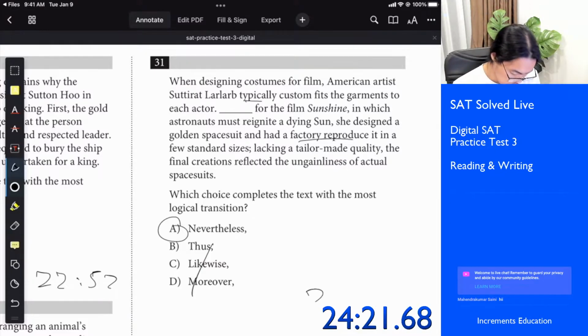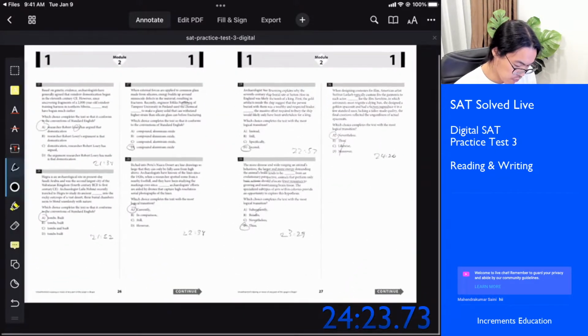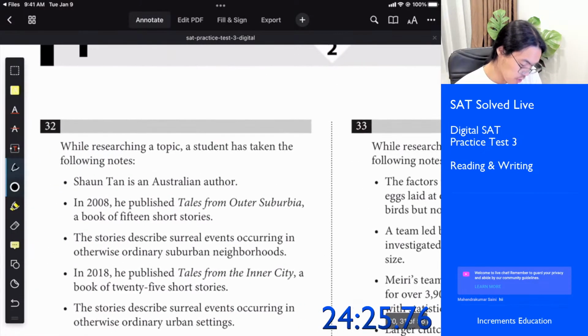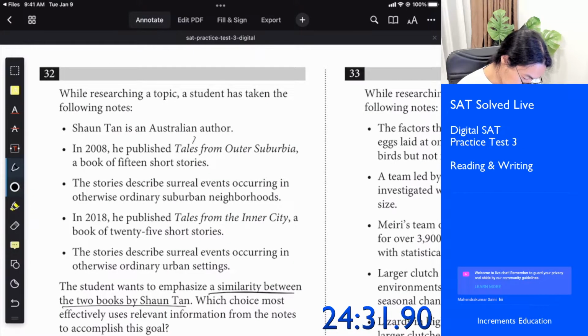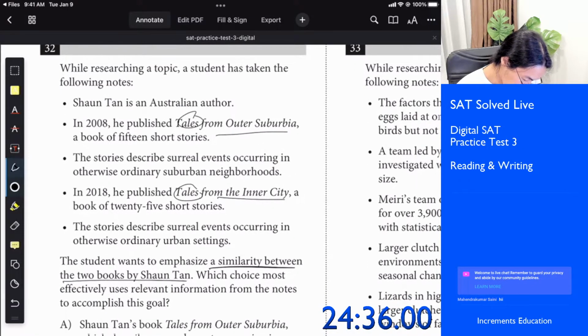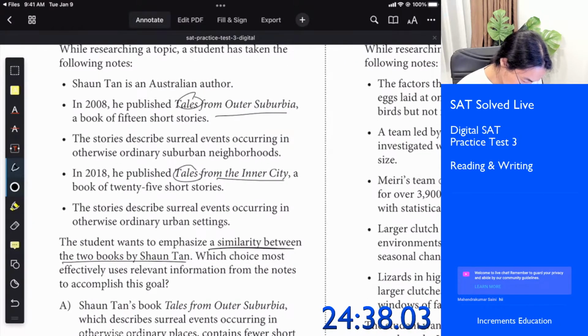Okay, 2420, this is correct. Just took me some time to figure it out. All right, finally, whew. Take the following notes. Wants to emphasize similarity between two books. So let's talk about Tales and Tales from Inner City. Many short stories. Surreal.